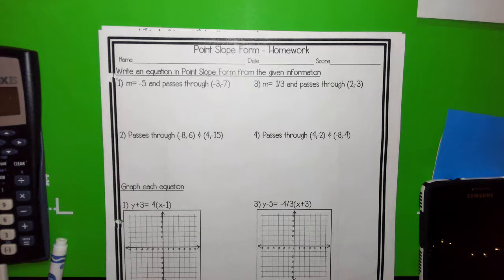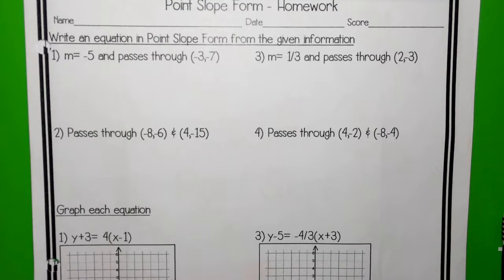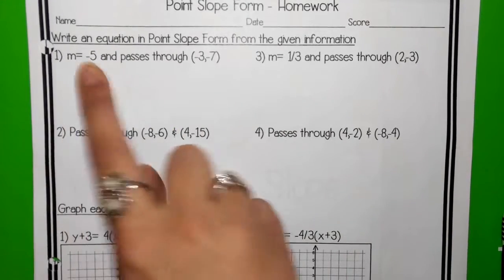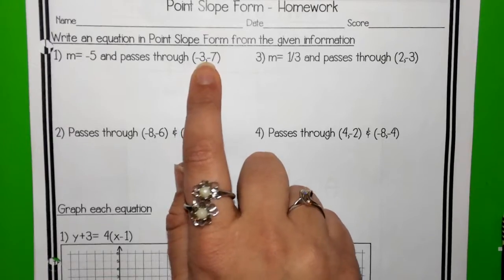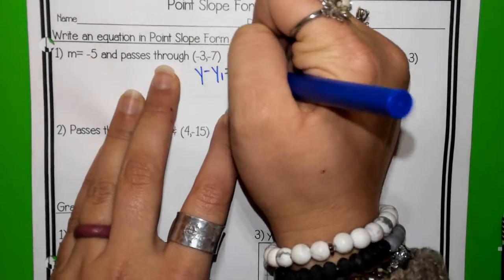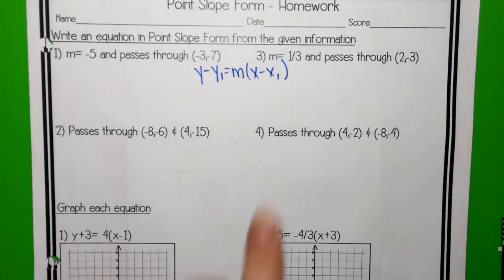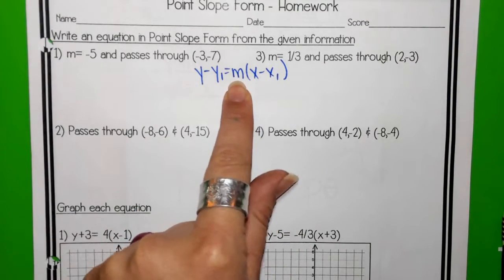You had to write 1 and 3 in point slope form, which is what it says in the directions. It says write an equation in point slope form from the given information. And 1 and 3 are like what we did on Thursday when we were together. It was like flap number 1, and it gave you a slope and a point. So we are writing it in point slope form, which is just y minus y1 equals m times x minus x1. So with your marker, make sure that you have this in the middle of your two problems.